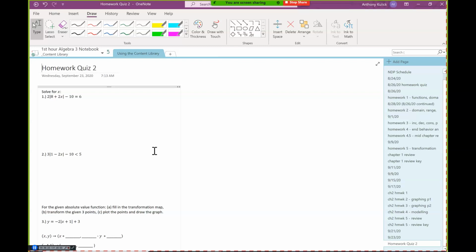So you'll do these 3 questions on OneNote, and then you're going to publish this OneNote as a PDF, and I'll have an assignment in PowerSchool called Homework Quiz 2 that you'll submit that PDF to when you're finished. If we need to run through those steps again, we can do that in a minute.